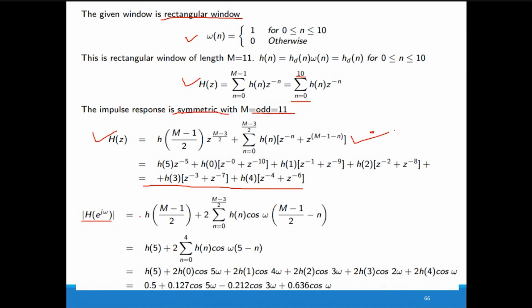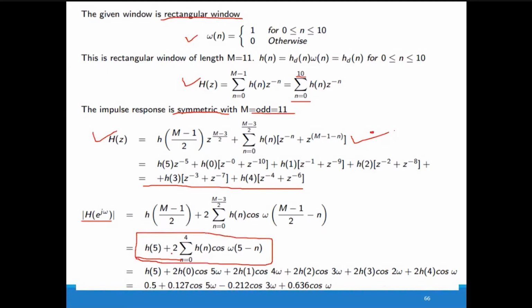Again it is the same equation, but modified into the format of e raised to jω. You get the term h((M minus 1) by 2) plus twice the real term, that is summation from n equal to 0 to (M minus 3) by 2 of h(n) cos ω((M minus 1) by 2 minus n). Now you get this equation as your final equation for the magnitude response.